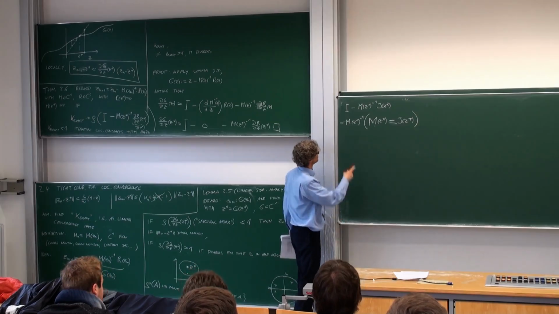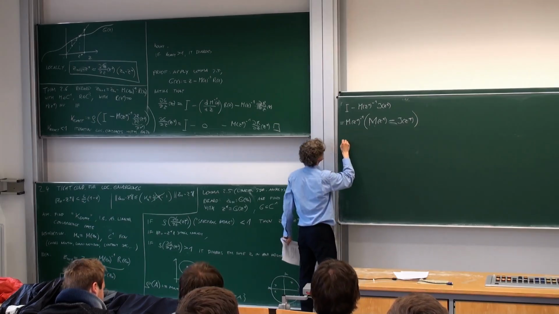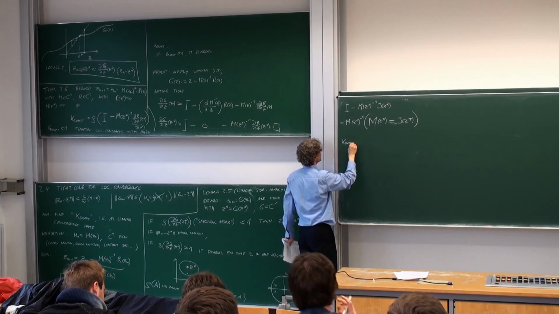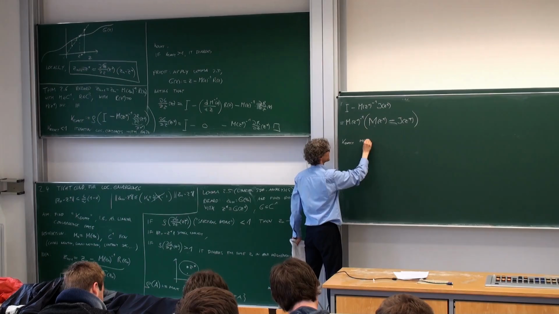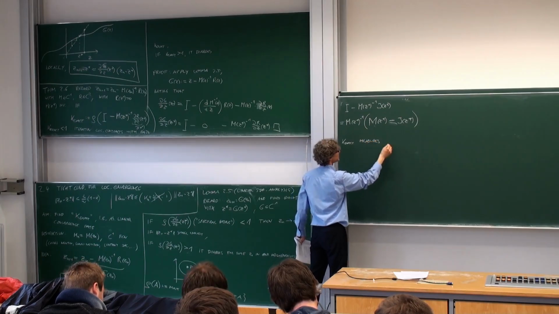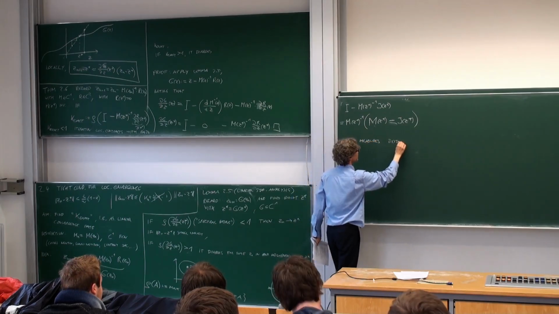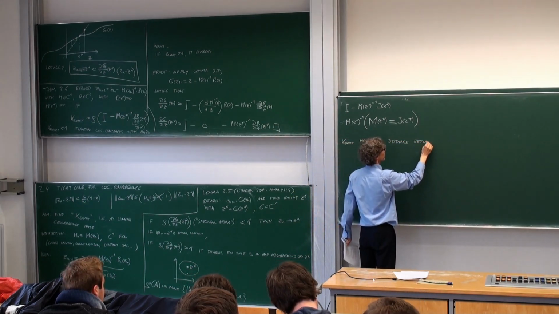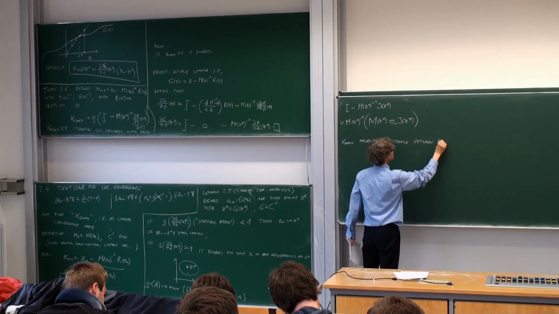So this is a basic relation. Kappa exact measures again, and that's why it's related to kappa, the distance between M and J.